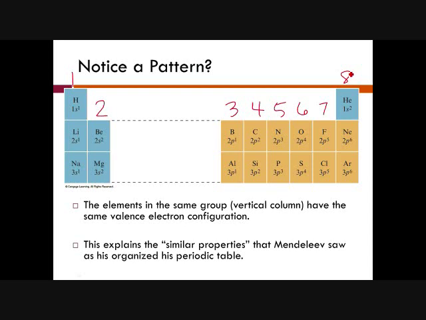Okay? And the reason why they have the same amounts of valence electrons, they're grouped this way, but they're also grouped this way because of their similar properties that Mendeleev saw as he organized his periodic table. And that's one of the reasons why we have the shape we have for the periodic table.